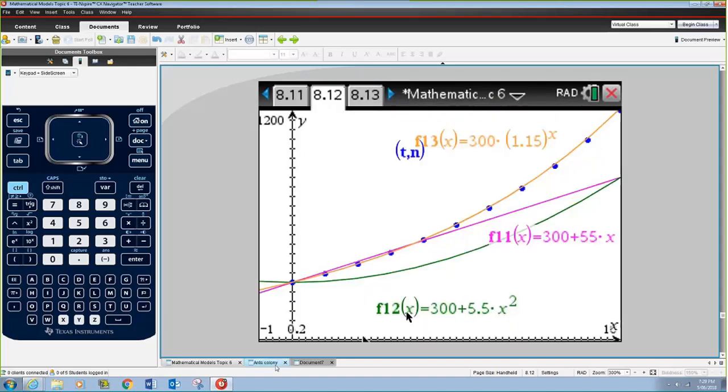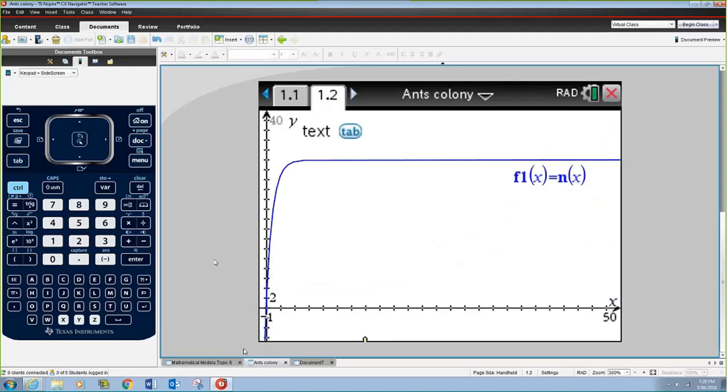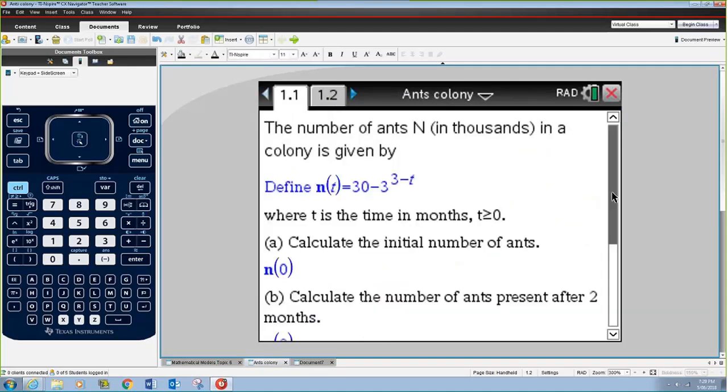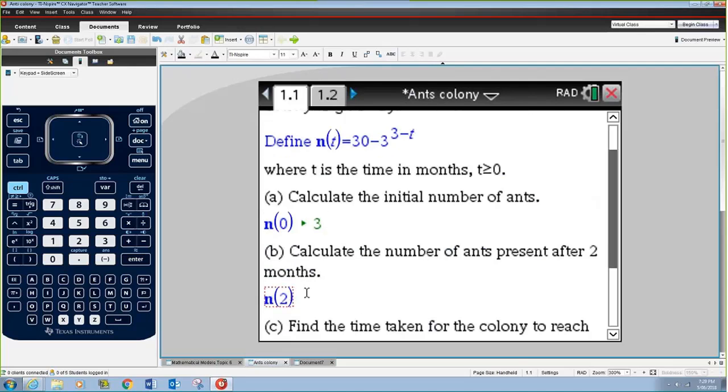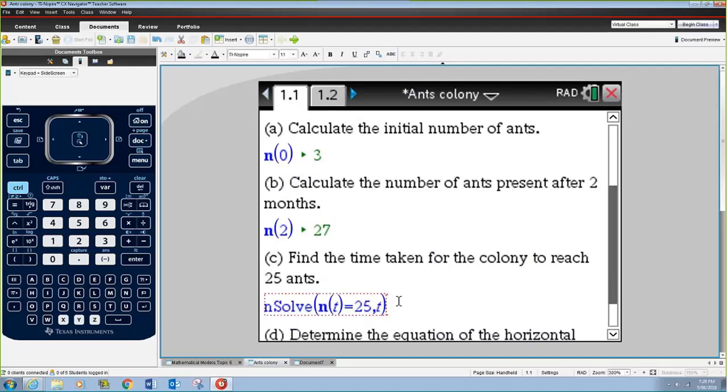The last one is looking at the question where we have, again, an exponential model. So this is about the ant colony, and I did it here in the notes document just to save some time. So again, if I define the function, I can find the initial number very easily. I can find the number of ants after 2 months. Then solving this equation, again, will tell me how long it will take to reach 25.